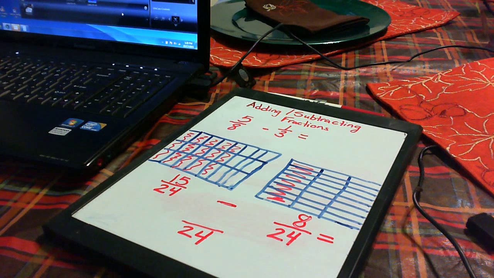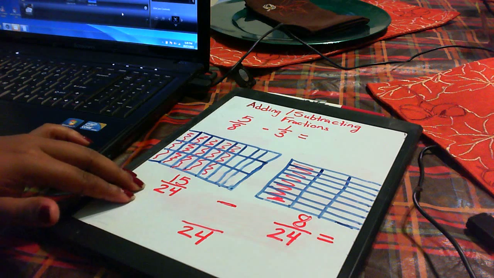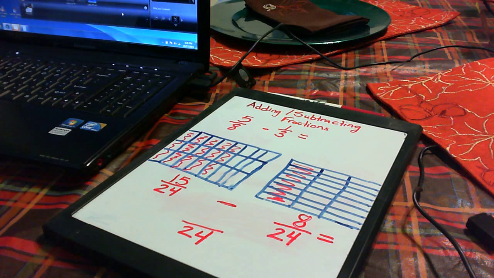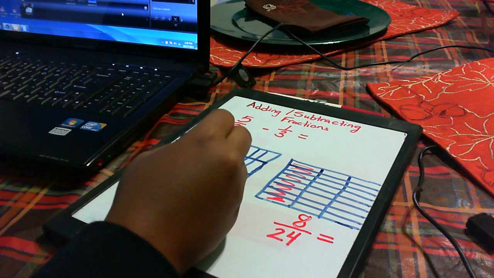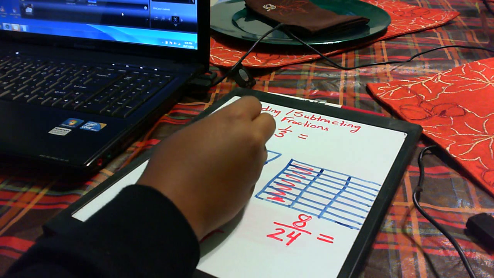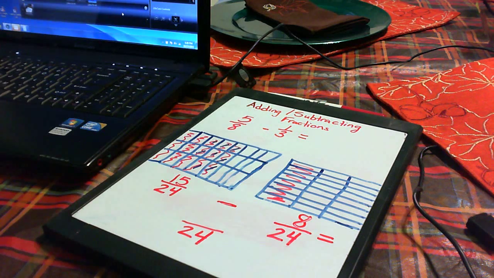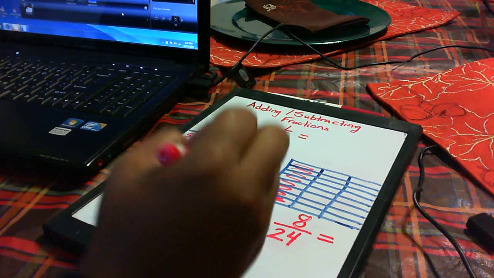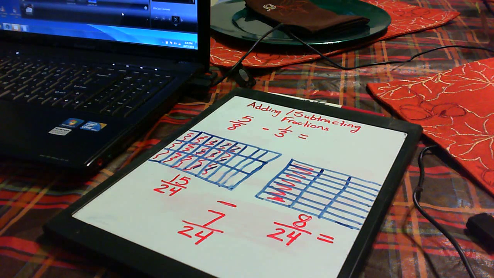Now I need to know if I have 15 and I take away 8 of those pieces, how many will I have left? Well, you have some options. You can put 8 in your head and count up to 15. You could count backwards from 15. Or you could come to this box and cross out 8. 1, 2, 3, 4, 5, 6, 7, 8. And then count however many are remaining. It's really your choice on how you subtract. But no matter which method, you would get 7.